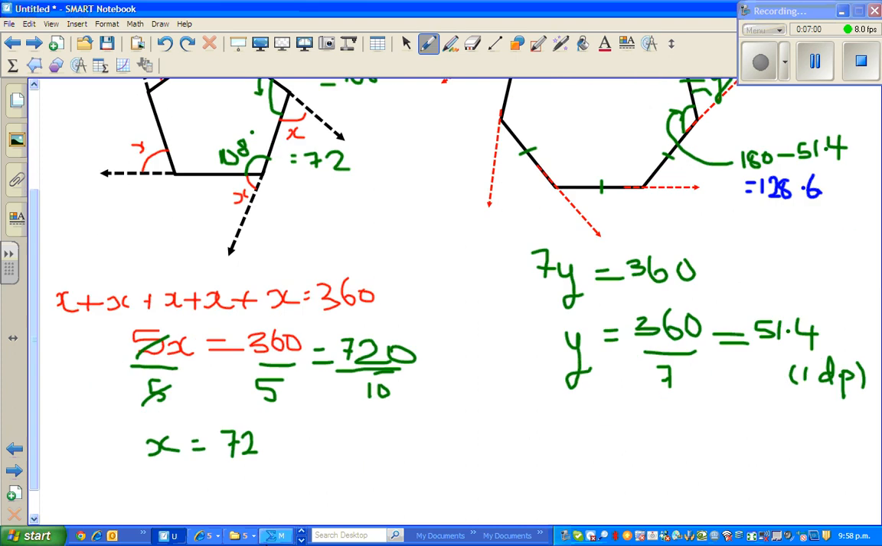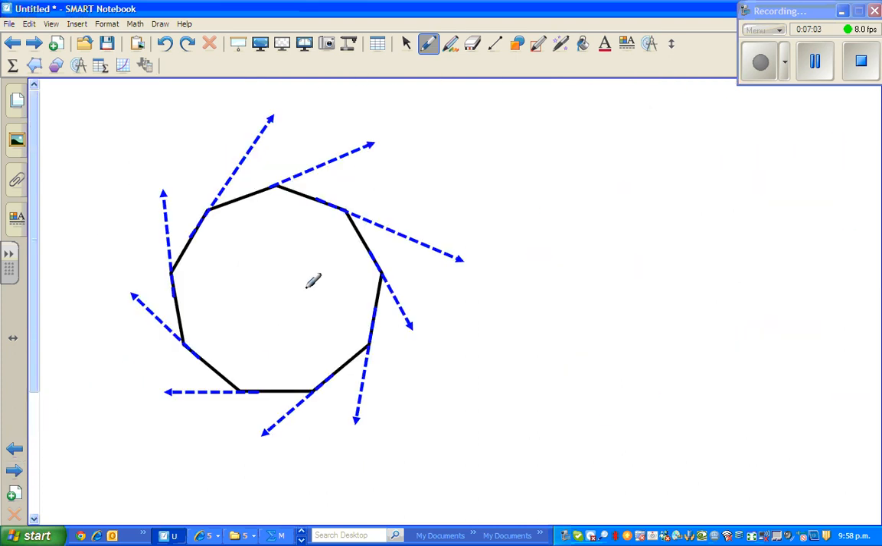Hopefully I'm right. So let us take two more examples here. Now this has got how many sides? So let's count the number of sides. We've got 1, 2, 3, 4, 5, 6, 7, 8, 9. So 9 sides, so you've got 9 exterior angles. And we know, so let us say this angle is A. Okay, so if this is A, this would also be A, this would also be A. So you've got 9 exterior angles, and we know that they add up to 360.